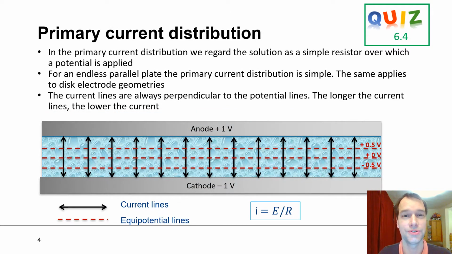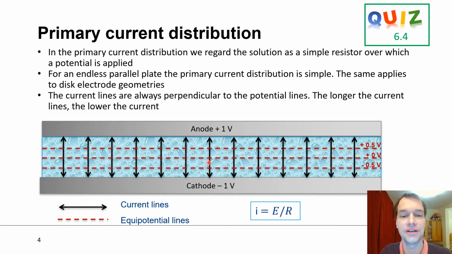Let's start with the most simple current distribution, namely the primary current distribution, in which we only take the ohmic drop over the electrolyte into account. Now, here you see an example of an endless parallel plate. So the anode is at +1 volt and the cathode is at -1 volt.